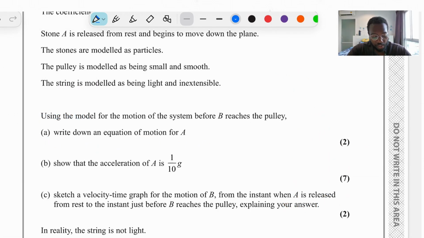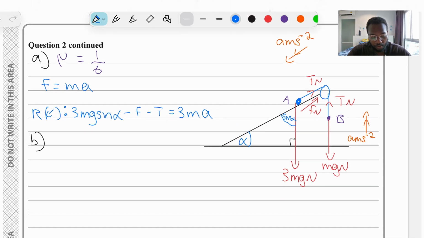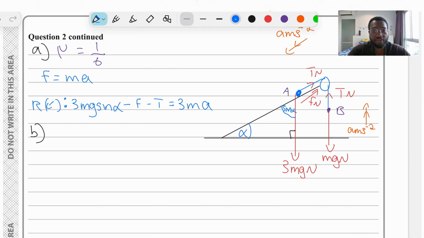For part B, we need to show that the acceleration of A is 1 over 10 g. To do that question, we're going to need to work out our F's and our T's.